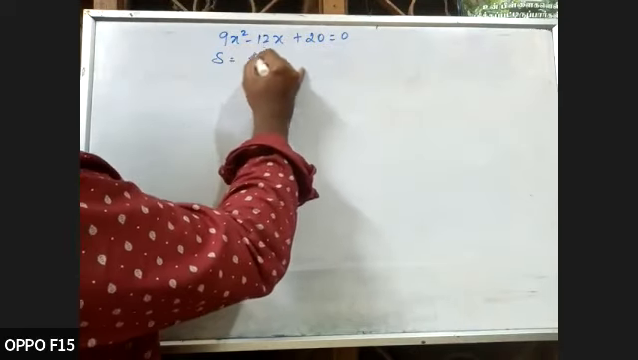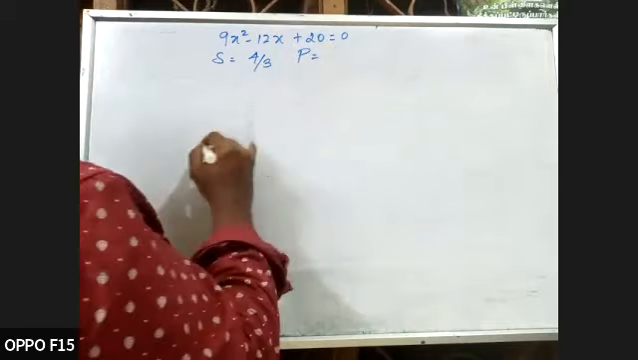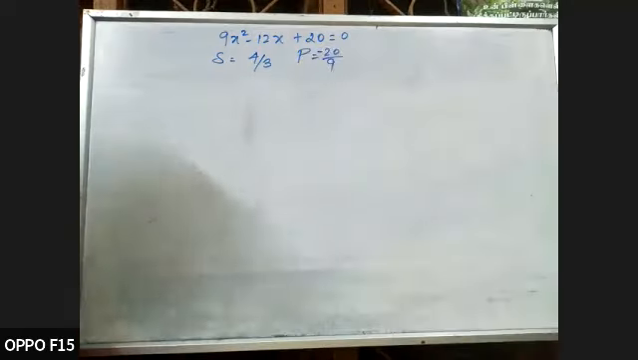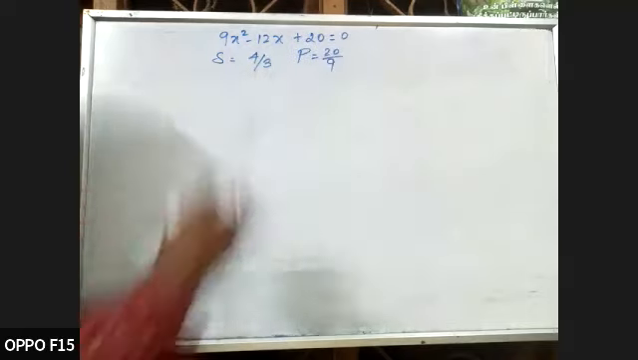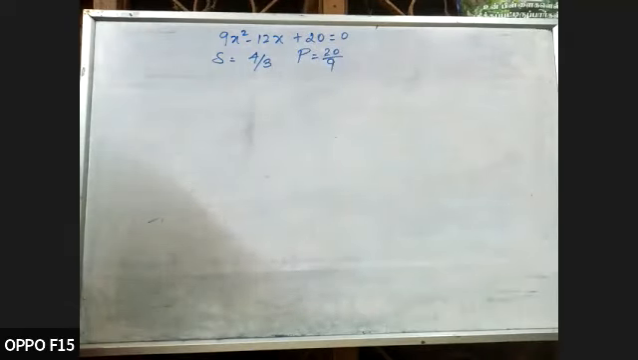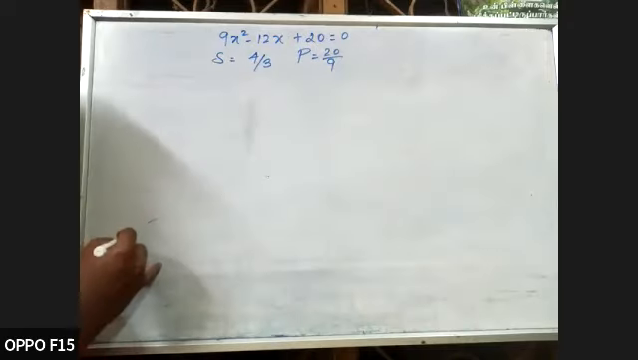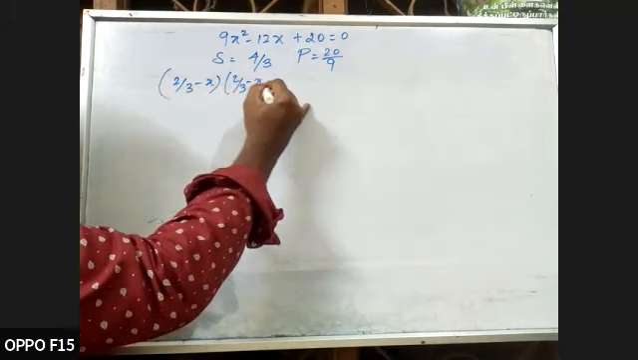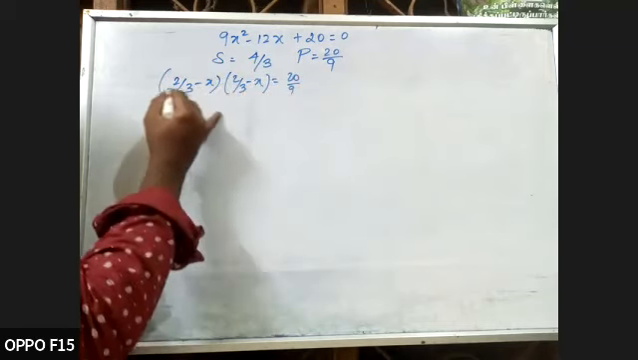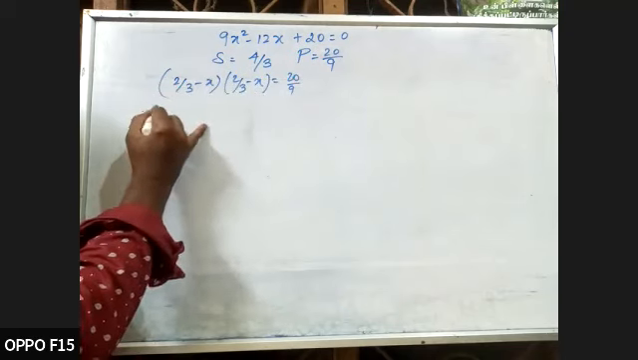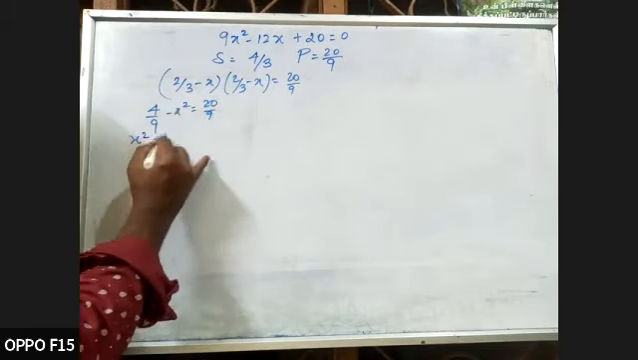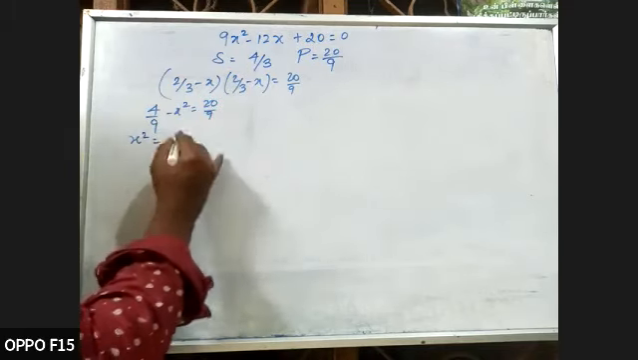Sir, very good, 4 by 3, and the product of the roots we can take as 20 by 9. Correct. Product is equal to minus b by a, sorry, plus 20 by 9. Thank you. Now you can write this, divide this by 2. Yes sir, dividing by 2 we get 2 by 3 minus x into 2 by 3 plus x is equal to the product of the roots 20 by 9. a plus b, a minus b, a square: 4 by 9 minus x square equals 20 by 9.